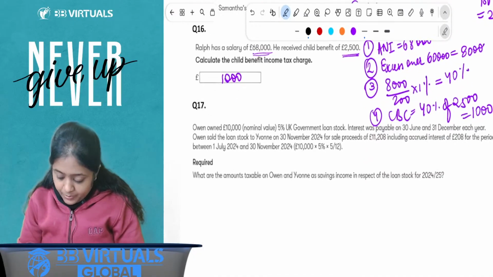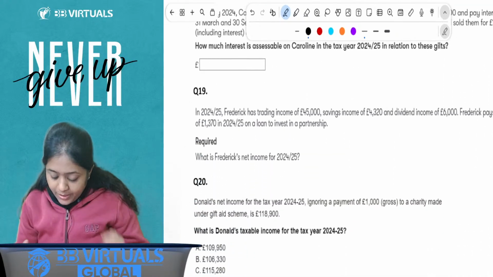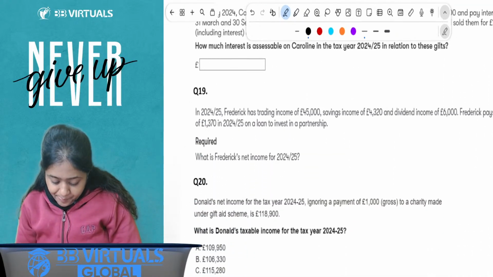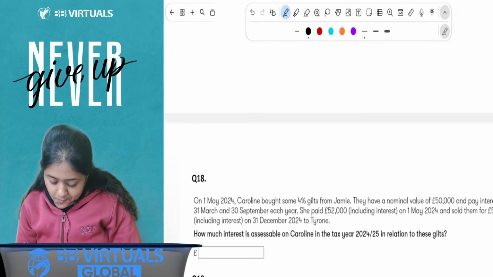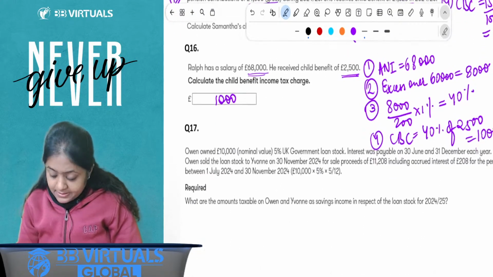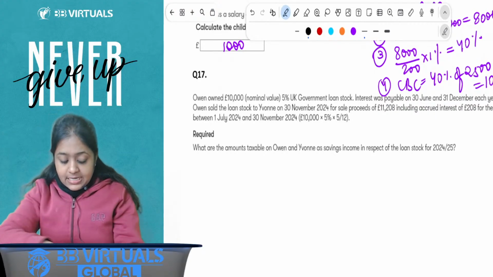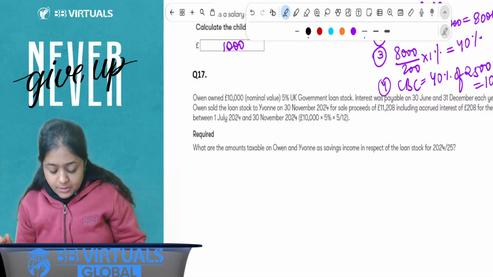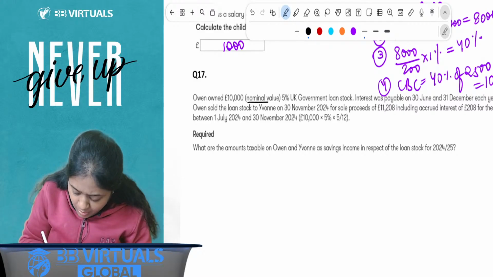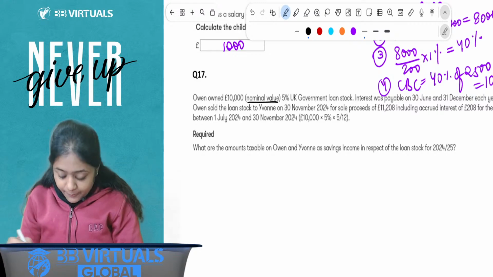Okay, let's take this example number 17. There are two examples on this. I'll do both the examples in the class so that we are absolutely and thoroughly clear about it. Okay, let's take the next one that says Owen owned 10,000. That is the nominal value. Always remember we calculate interest on the nominal value only, which is the face value.